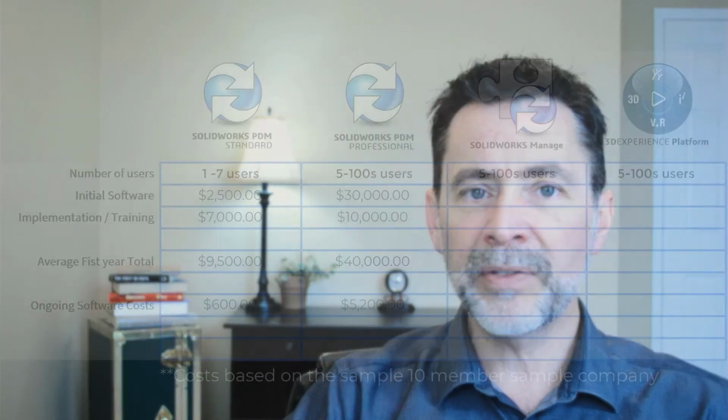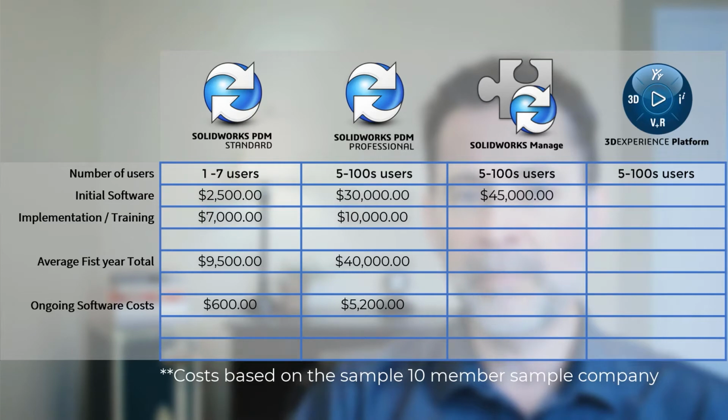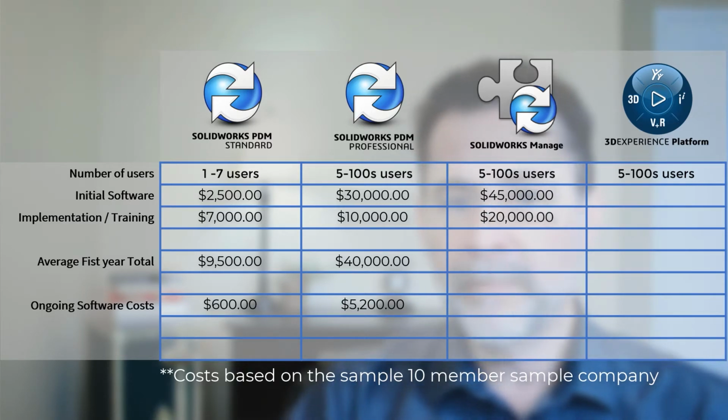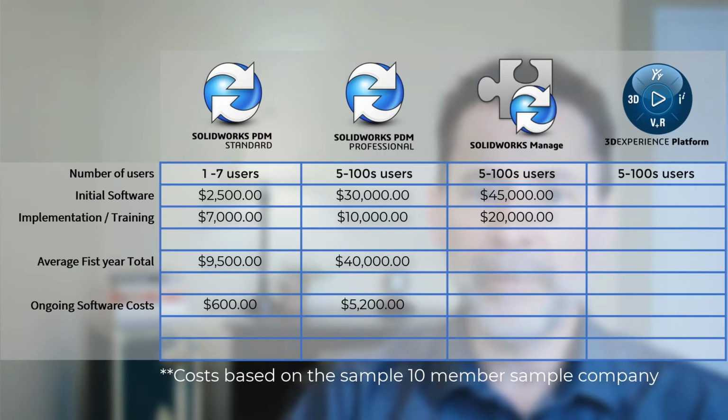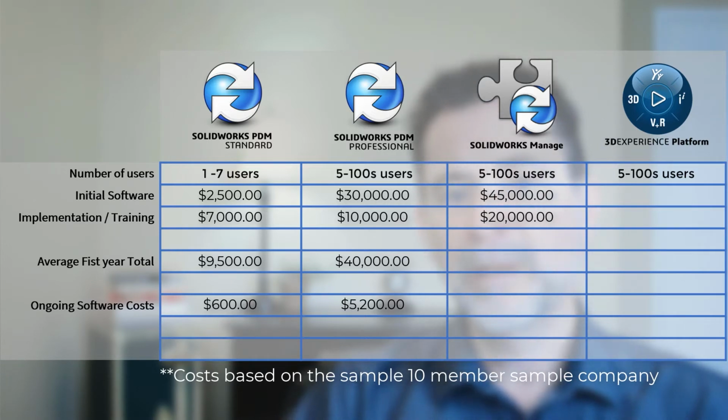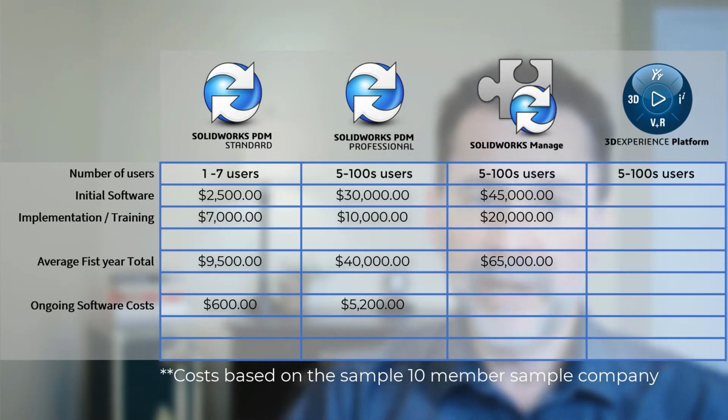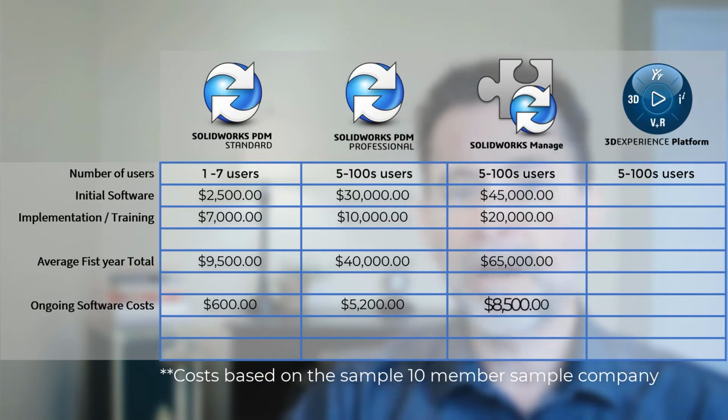SOLIDWORKS Manage has higher software costs again, remembering that this cost includes both SOLIDWORKS PDM and Manage together. With more functionality comes more configuration and implementation time. However, with the Javelin Manage Foundation service, we've been able to pack a ton of value. So a typical project cost of $65,000 will give you a great starting point with SOLIDWORKS Manage. The year-over-year software subscription for this team would be around $8,500.